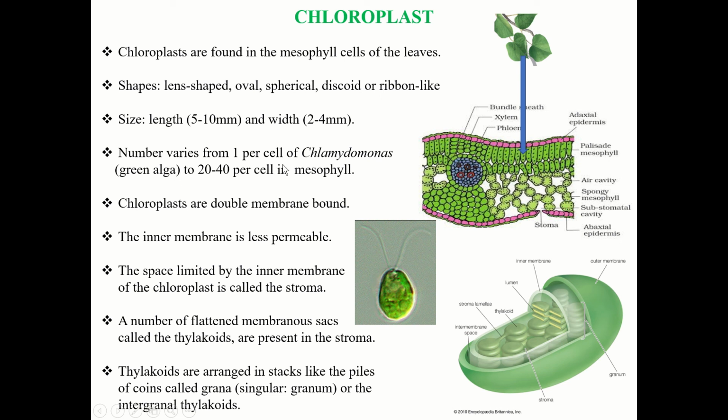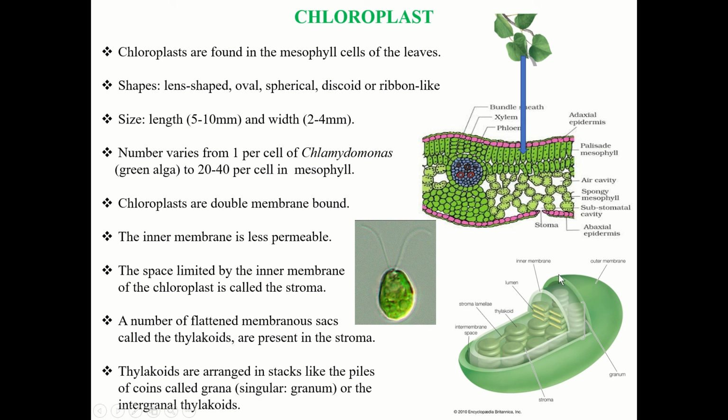Number varies from 1 per cell in the Chlamydomonas green alga to 20 to 40 per cell in the mesophyll. So the number of chloroplasts varies. This is the Chlamydomonas; you can say the entire cell has one chloroplast, whereas here you can see there are many chloroplasts in the mesophyll cells, and they are in many numbers. Chloroplasts are double membrane bound structures.